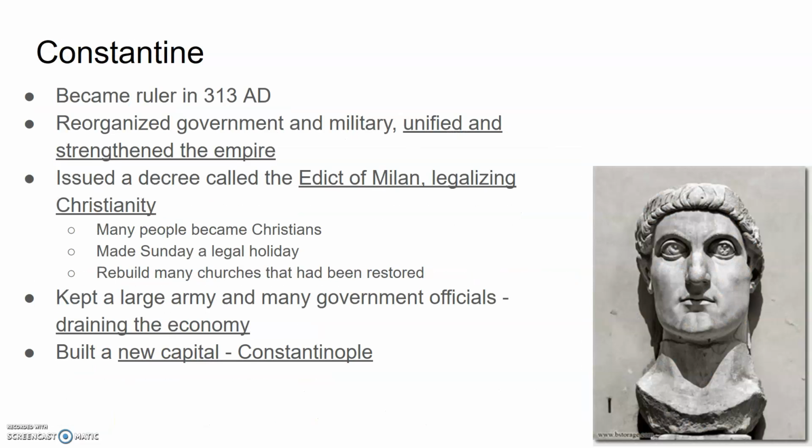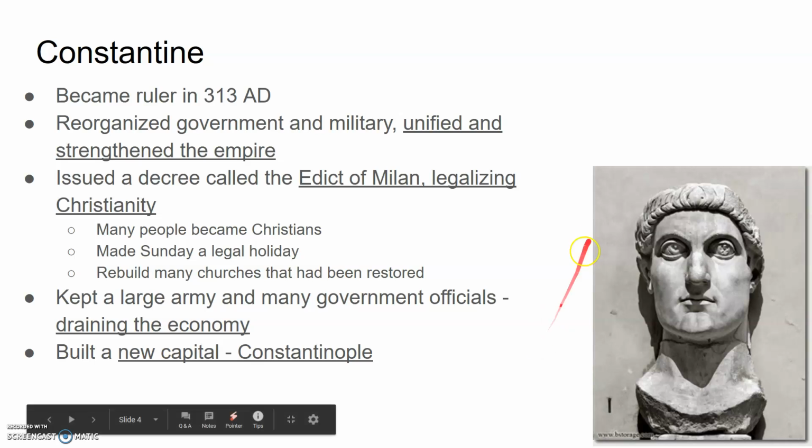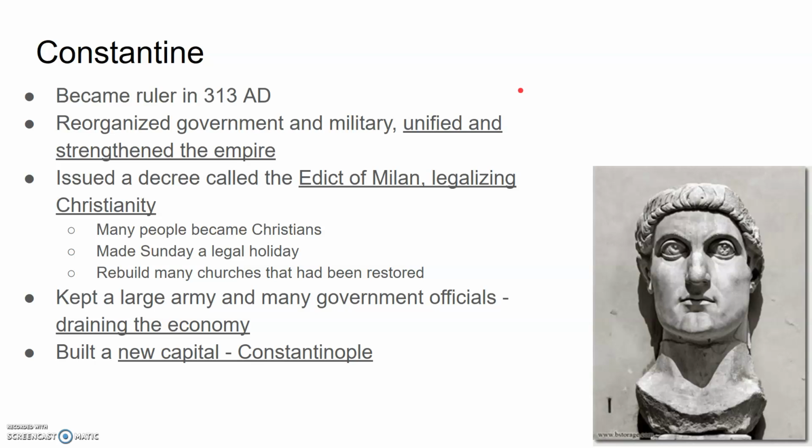The next person we're going to look at is Constantine. So he came after the Civil War. He rose up in the military and eventually became the emperor of the Roman world. And he did a couple of things. One, he reorganized the military and the government, and he unified and strengthened the empire. So he took what had been a Western and an Eastern Roman Empire, and unified it into one singular empire that he was in charge of all. This strengthened the empire because it united them.